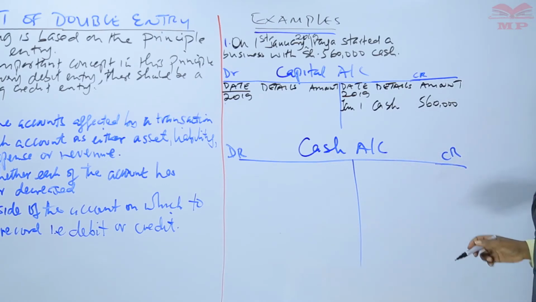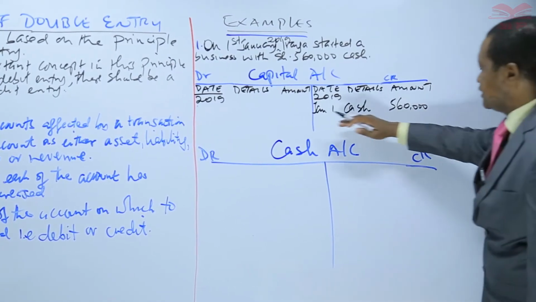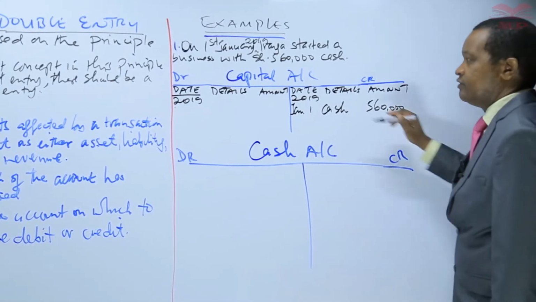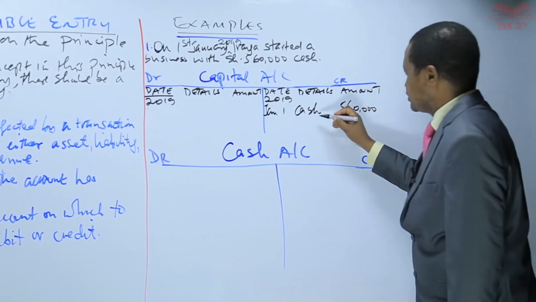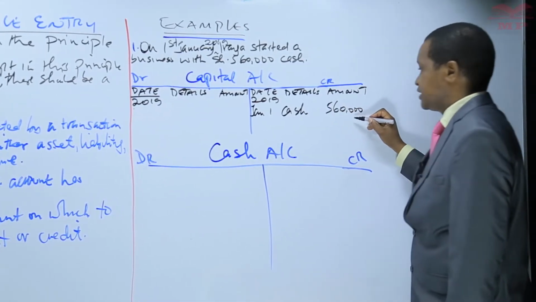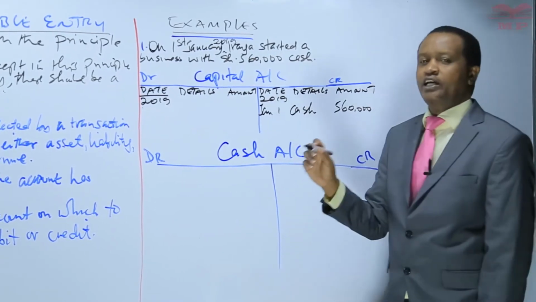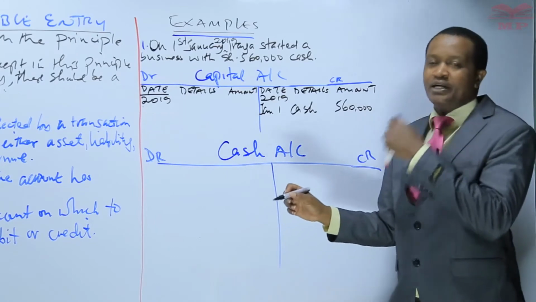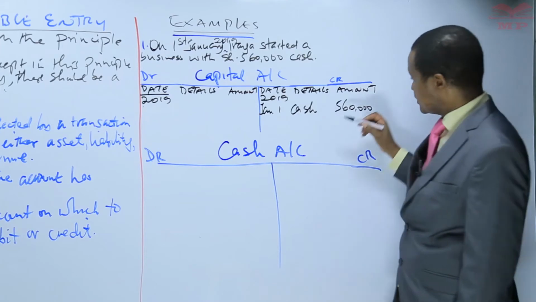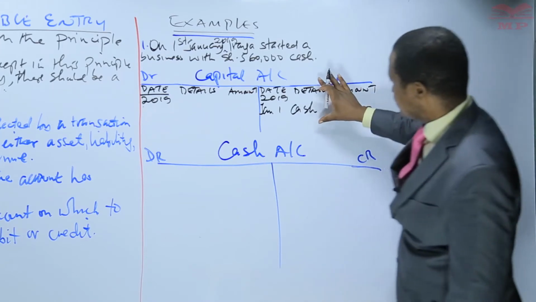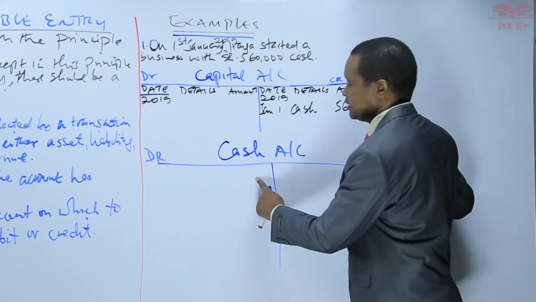560,000. So that is a credit entry. In other words, we have credited the capital account with cash amounting to 560,000 shillings. Under the double entry system, we said for every credit entry, there must be a corresponding debit entry and vice versa. If only two accounts are affected and one account has been credited, then the other account has to be debited.